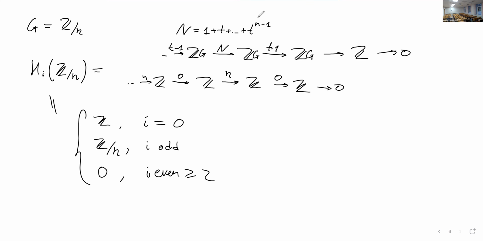Let's write the answer for cohomology. It's very similar, but not identical.